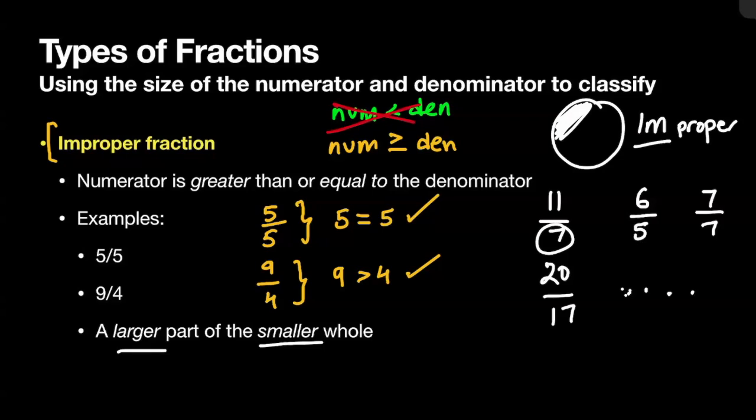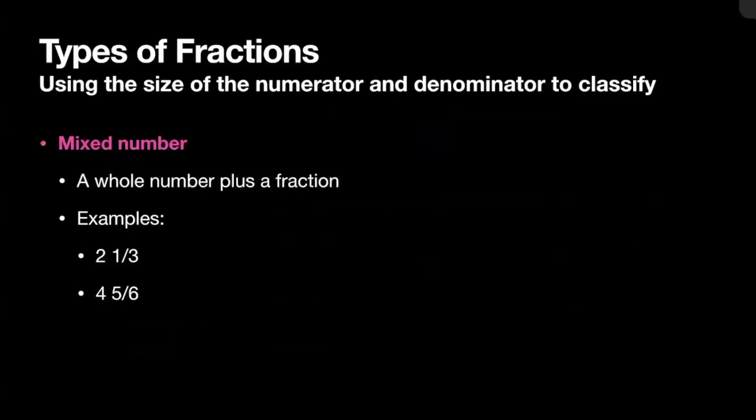Yes. Okay, good. So the last one that we have to discuss is mixed numbers. A mixed number is a whole number and a fraction. Remember whole numbers, we discussed it a few classes ago. Whole numbers are 0, 1, 2, 3, 4, and so on, right?